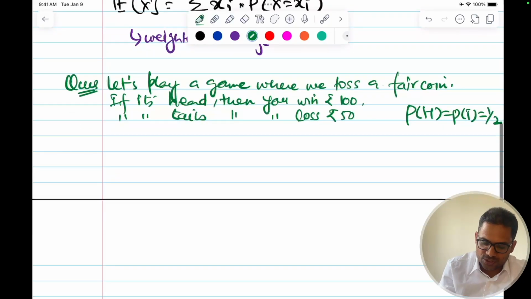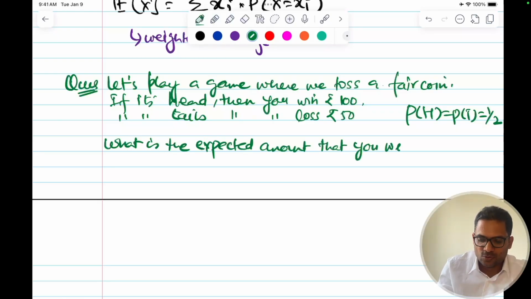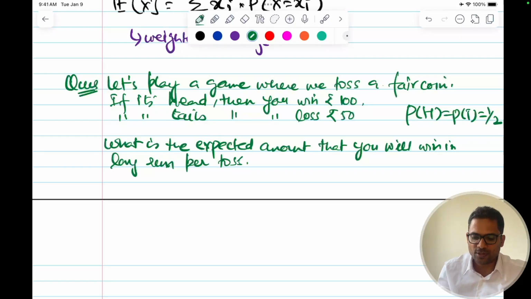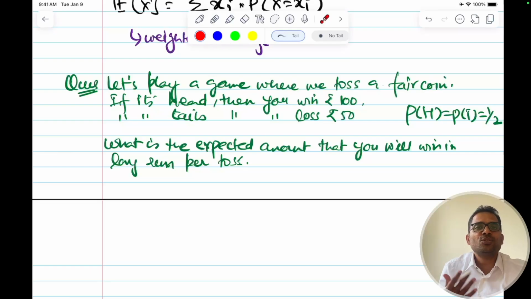Okay, so what's the question? What is the expected amount that you will win in the long run per toss? So that's the per toss value. What is the average amount per toss? Expected amount means per toss how much you will win on an average. That's the expectation, means on an average. You have understood that. Let's solve it.